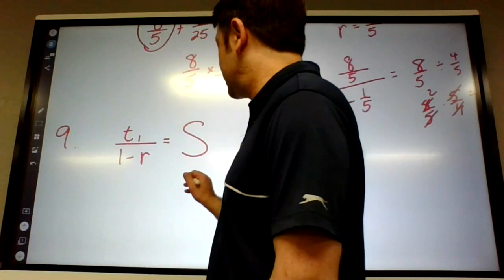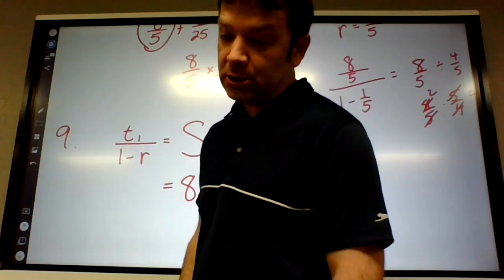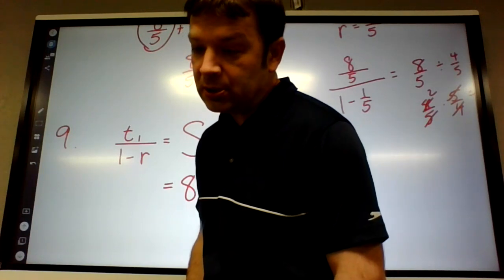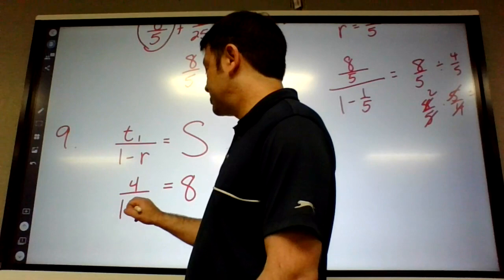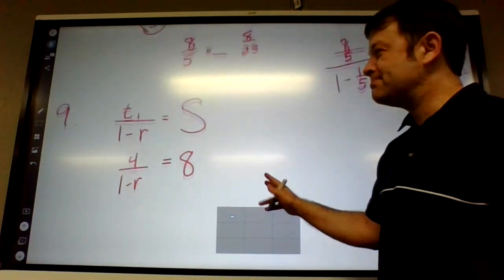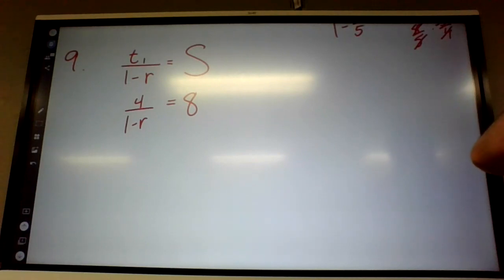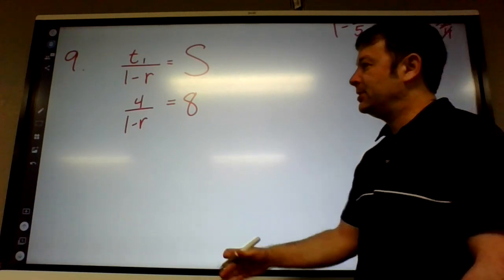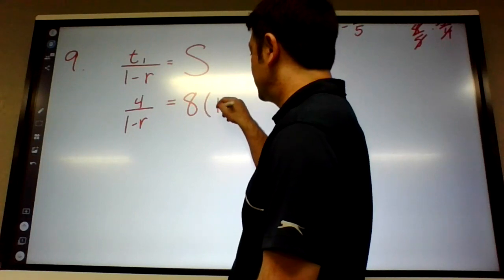Sum is 8. The first term is 4. And we're supposed to solve this for r. How can we do that? How can we solve for r when it's in the denominator? You could multiply by 1 minus r on both sides. That would get rid of it on this side and put it up on this side like this.